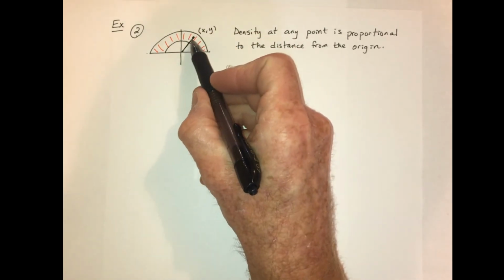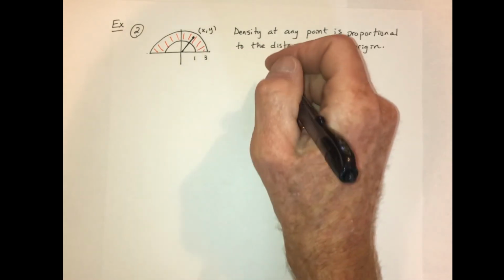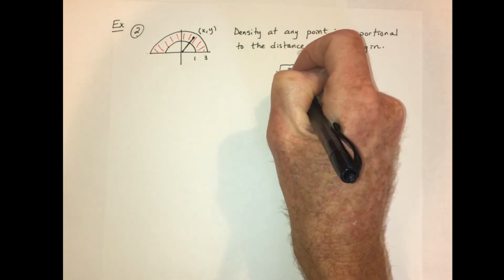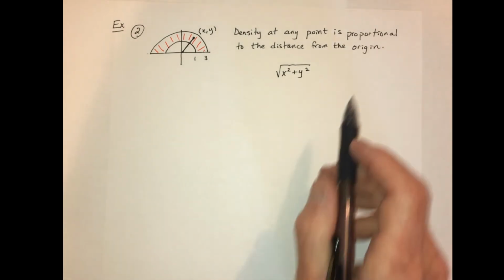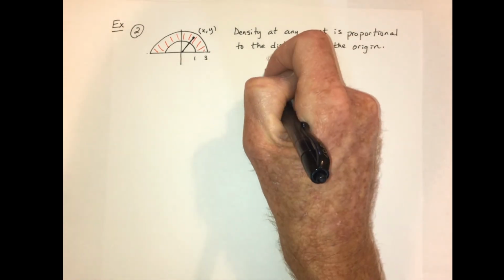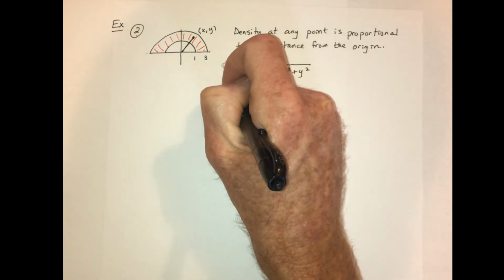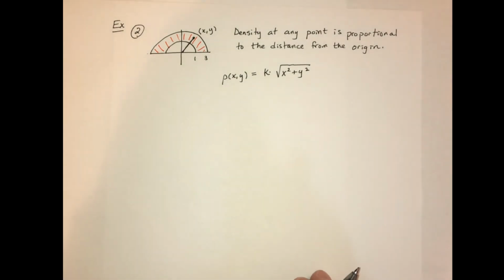So we need the length of this line right here. You could draw a little right triangle, do the Pythagorean theorem, and you'll find out that the distance from the origin is the square root of x squared plus y squared. And then proportional means that it's a constant times that. And then that's going to be the density function. And next, find the center of mass.